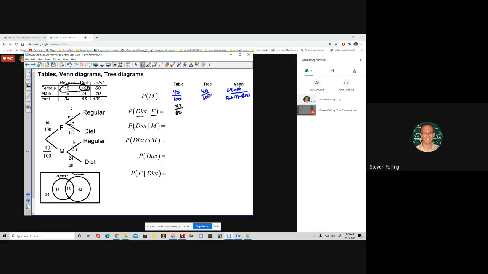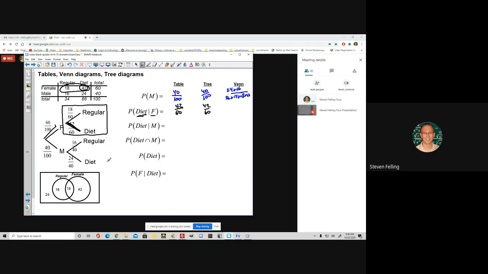Okay, on the tree, given that female has happened, that means you have taken this branch, and that means you're here. So this is the conditional sample space. Now, what's the probability that they pick diet? That's just the probability that they took this branch, and that's already labeled. It's 42 out of 60.